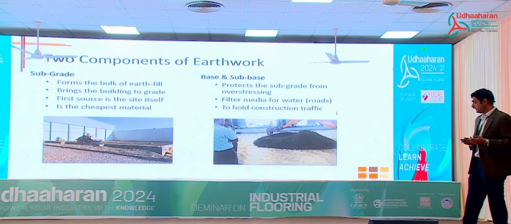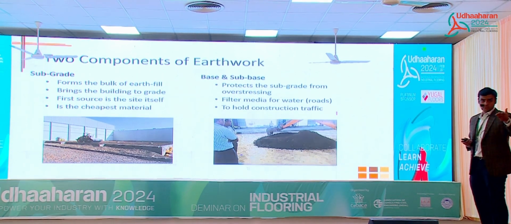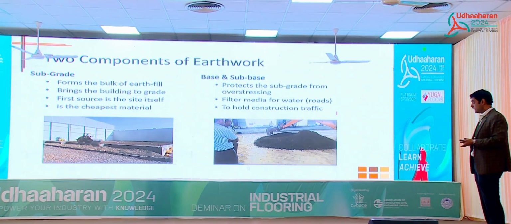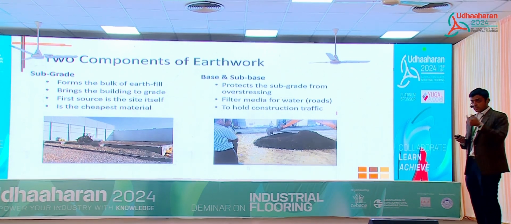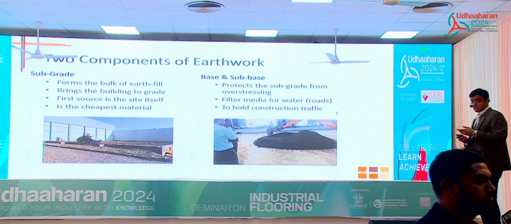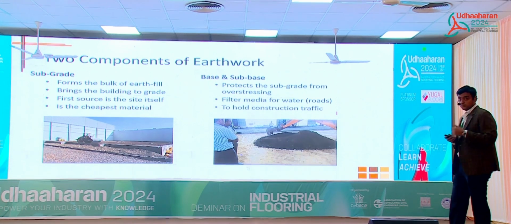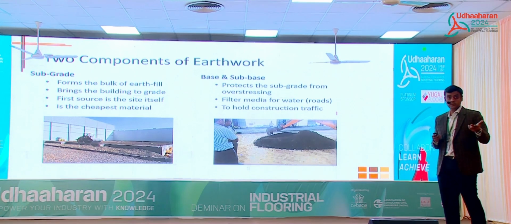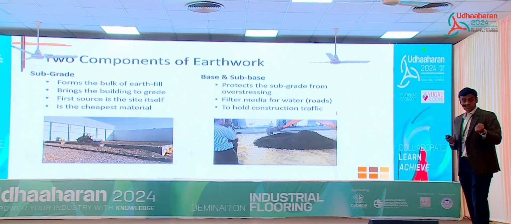Second is a base or a subbase. That is what you see in the picture here. That's the layer about 6 inches, 8 inches, 10 inches, depending on the design, that comes on the subgrade. So it protects the subgrade from overstressing, because subbase is a stronger material, or has more strength than the subgrade. When you're talking about roads, it actually acts as a filter media for water. And most importantly, when you're talking about flooring, it holds construction traffic, because you're having a lot of concrete trucks moving on these subbases. So you need to have a subbase that can withstand that sort of traffic.